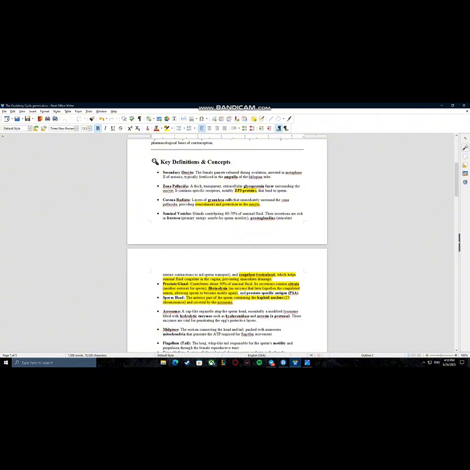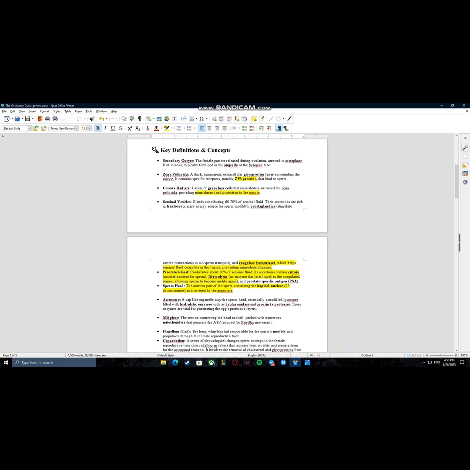Seminal vesicles are glands found in males that contribute 60 to 70% of seminal fluid. Their secretions are rich in fructose, which is the primary energy source for sperm motility, and prostaglandins, which are molecules that stimulate uterine contraction to aid sperm transport, and coagulase, an enzyme also called vesiculase, which helps seminal fluid coagulate in the vagina, preventing immediate drainage.